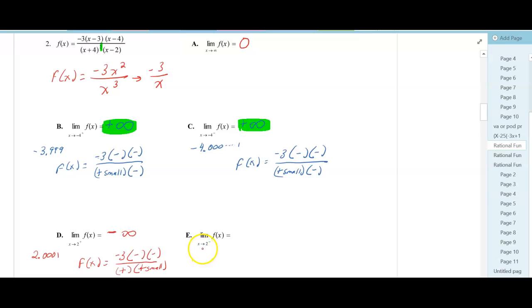Part E, as x approaches 2 from the left, so you're plugging in 1.9999. So what's happening to f of x? You've got negative 3 times a negative, divided by a positive, and then times a negative, and it's a small value. So we have 4 negatives, which makes this go to positive infinity. Notice the exponent is 1, and 1 is down, and 1 is up.